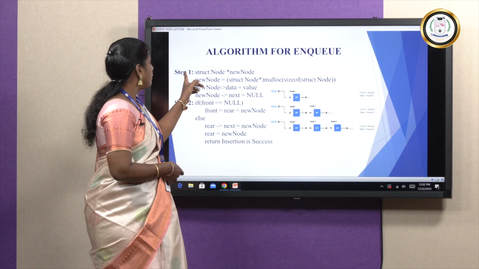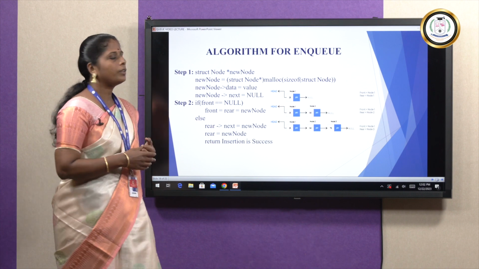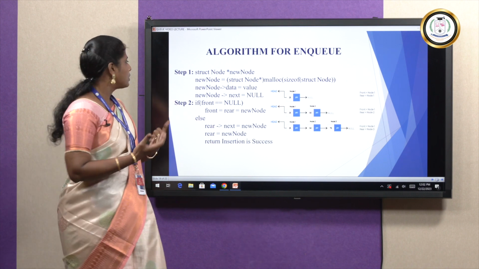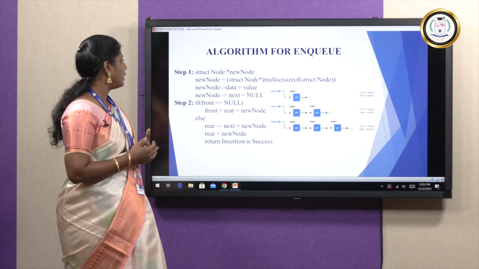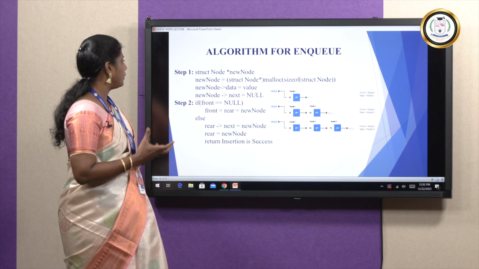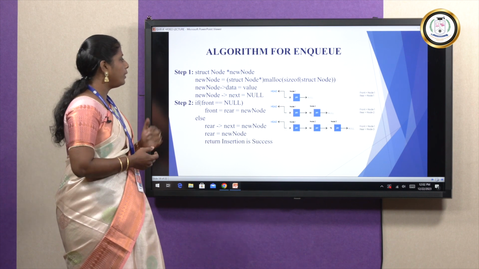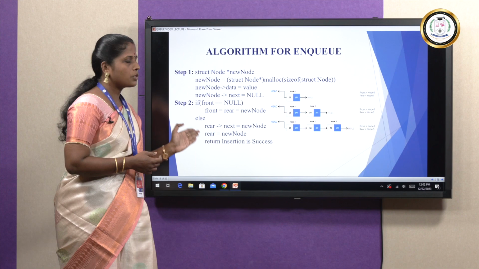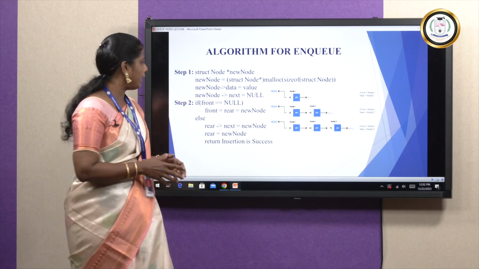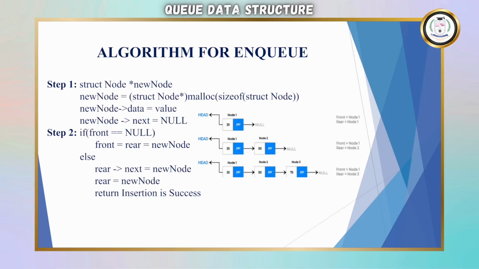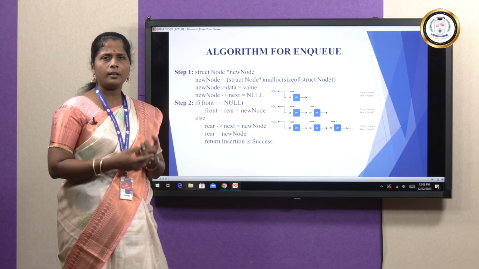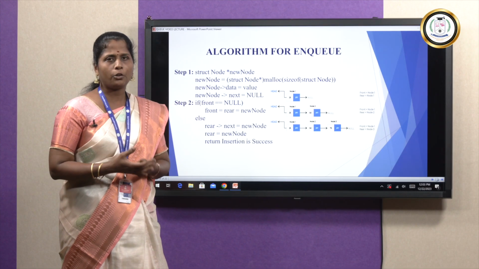So here the first step is to create a new node. We have created a new node with the name new node, and the new node's next value has been initialized with a null value. And in the second step we are checking whether our front is equal to null, which indicates whether our queue is an empty queue or not.